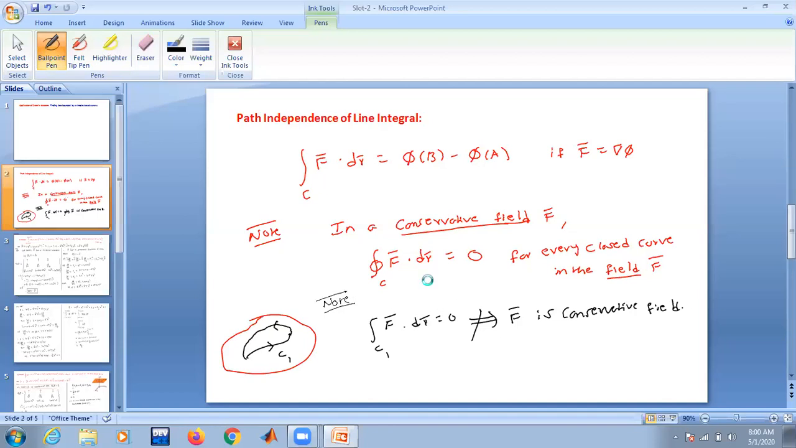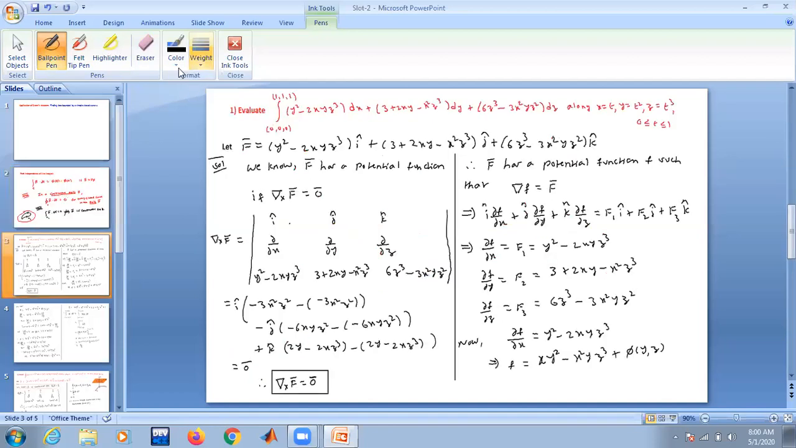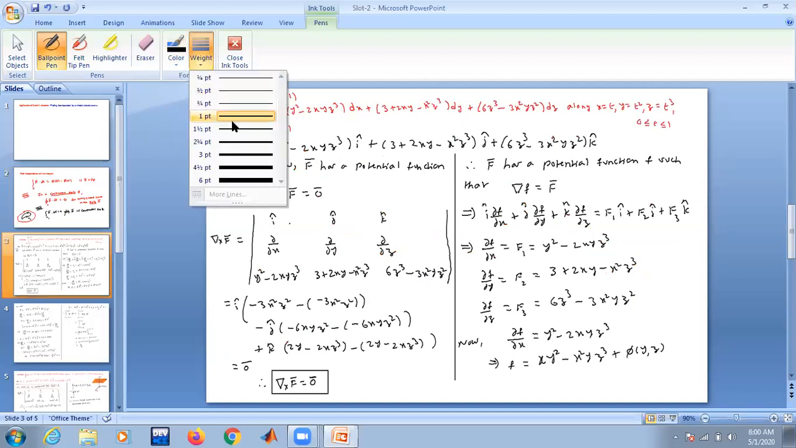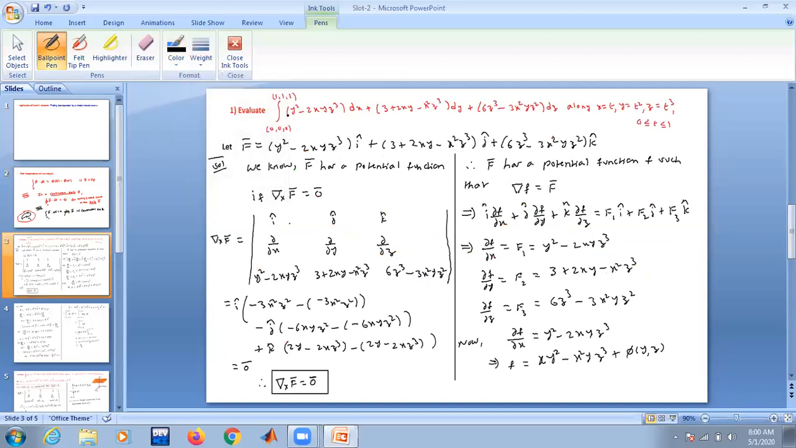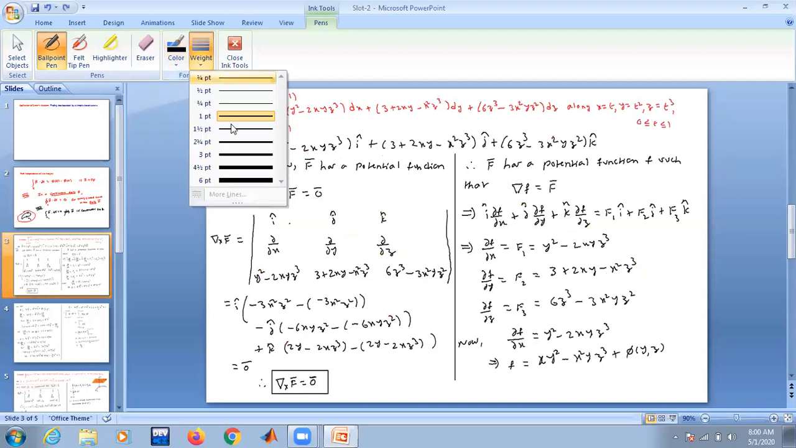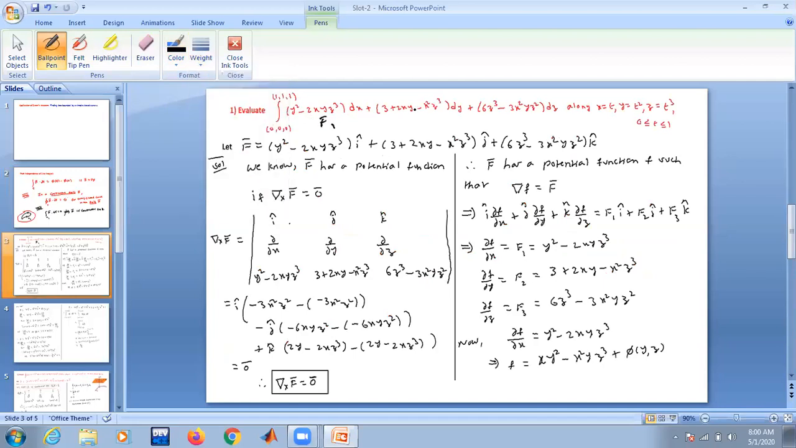Now let us move to this problem. You are asked to evaluate this integral of f1 dx plus f2 dy plus f3 dz, where C is a curve x equal to t, y equal to t square, and z equal to t cube, with t varying from 0 to 1. It is an open path, because I can see the initial point is different from the end point. The initial point is 0 0 0, the terminal point is 1 1 1.